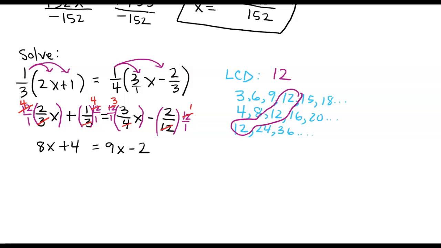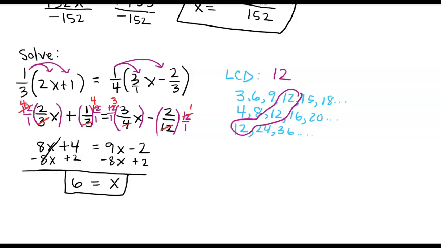Now I just need to get my x's on one side, whole numbers on the other side. I'm going to choose to move my x's this way so I can keep a positive x there. And then I'm going to add my 2 over to the other side, and that will give me 6. And so 6 is my answer on this one. If I wanted to check this, I could put it back in place for my x's here and check to see that I got the same thing on both sides. Okay, I hope that was helpful for you.